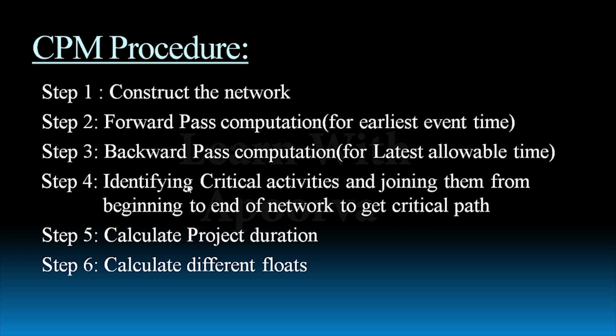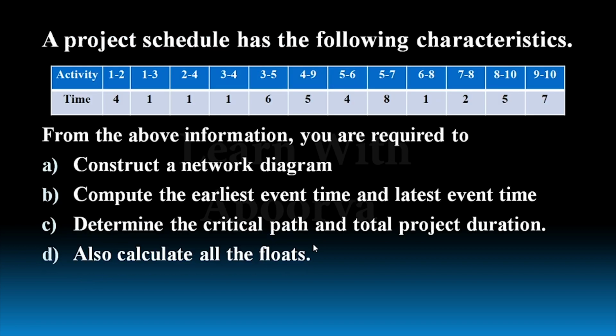Step 4, identifying critical activities and joining them from beginning to the end of the network to get critical path. Step 5 is calculating project duration, and step 6 is calculating different floats. So now let us see this procedure with the help of an example.